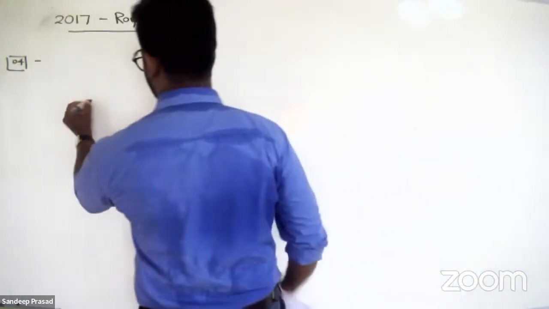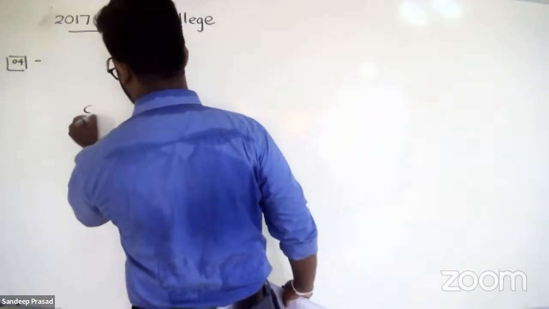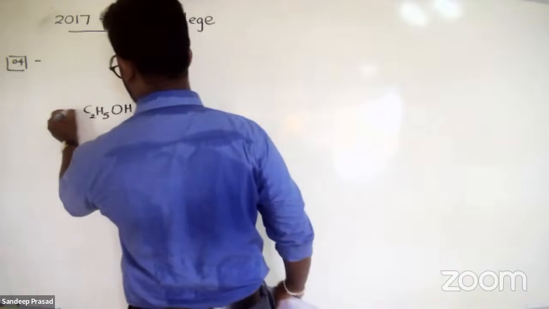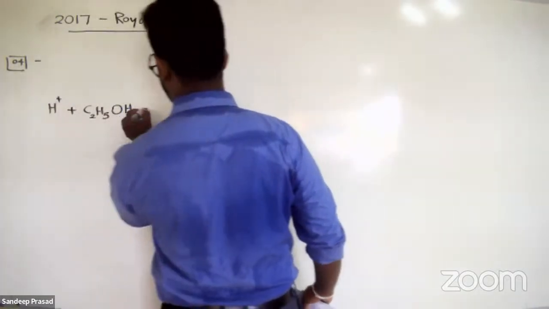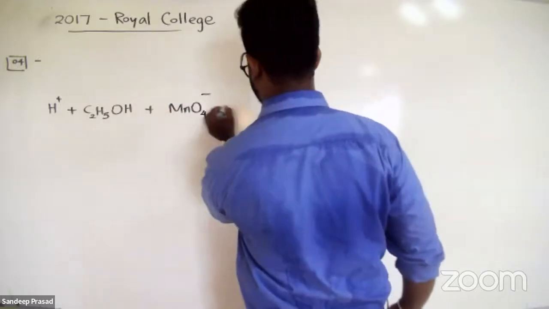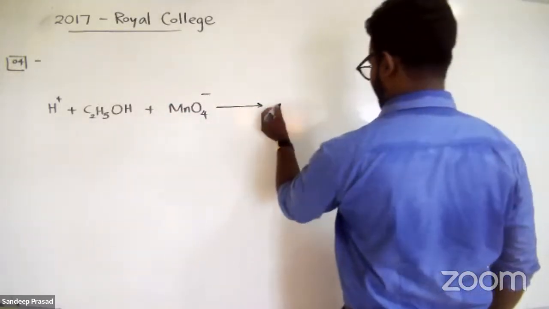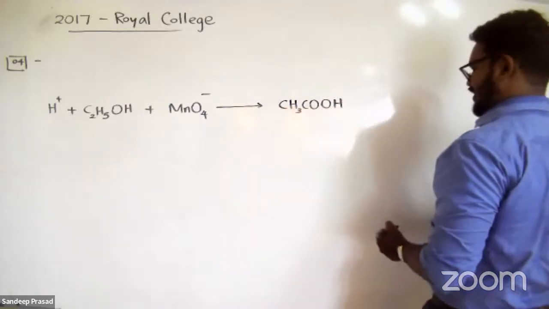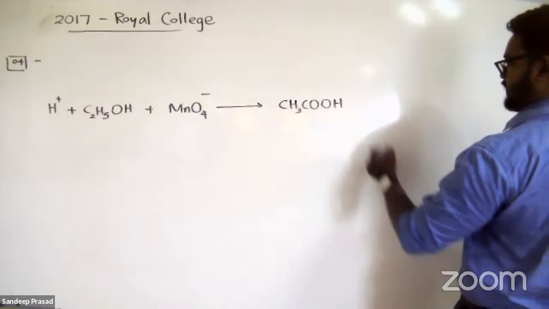Then let's see. They have given ethanol, C2H5OH. So this is oxidized to acetic acid in the presence of potassium permanganate. They are not asking us to balance this one. They're asking what is the change in the oxidation number of the carbon atom in these two compounds, right?